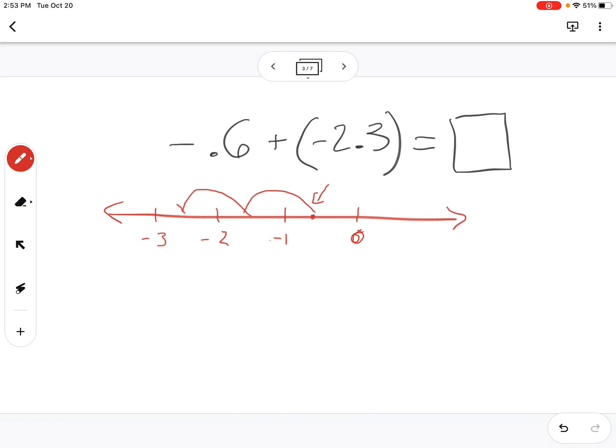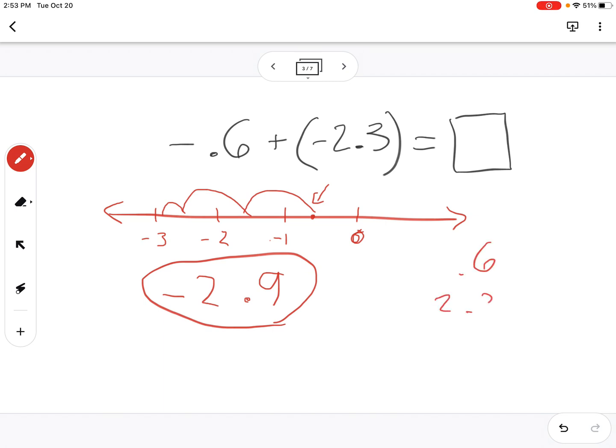Now we have to go that extra 0.3. We end up with negative 2.9 as the complete distance. Now, if you were to take the absolute values of those and add them together, 0.6 plus 2.3, you would get 2.9. And knowing that this is negative, you want to make sure you have that listed there. Okay, so the answer to this is negative 2.9. Let's look at the next one.